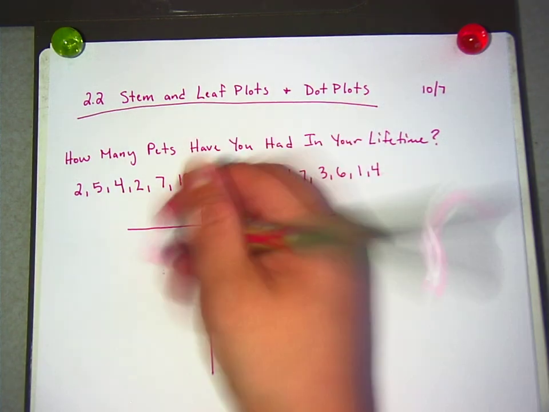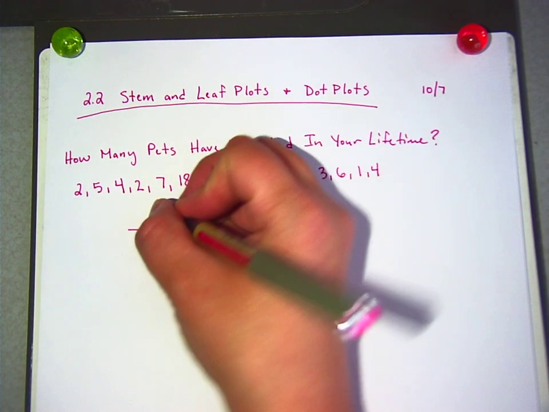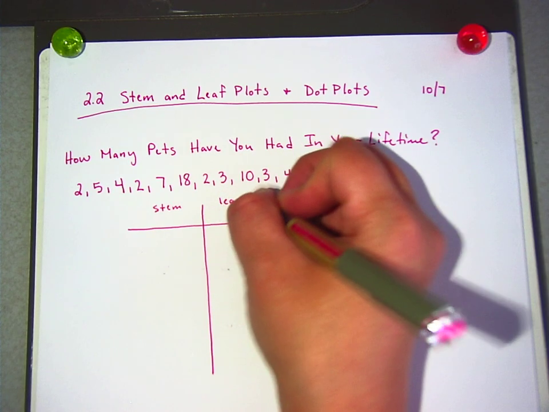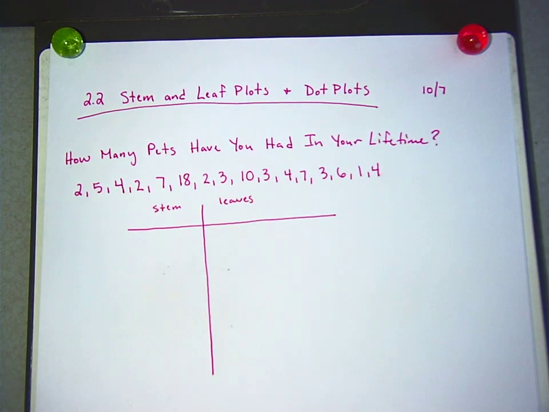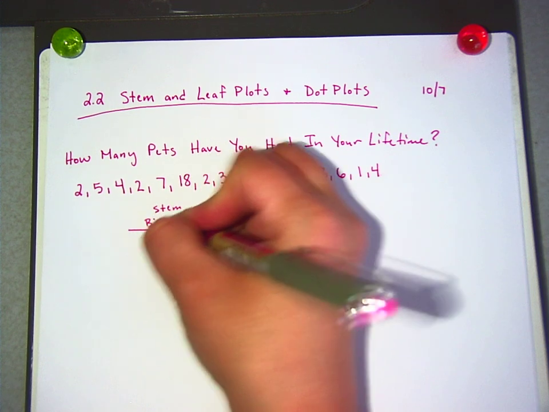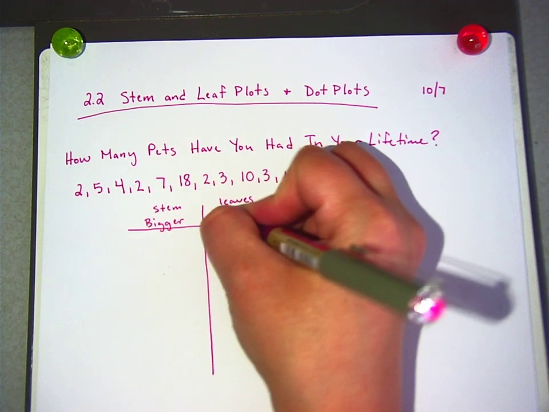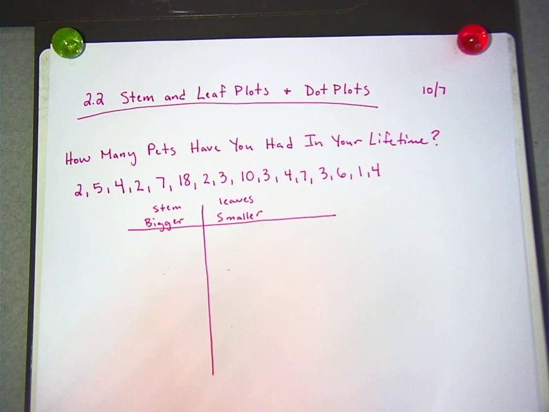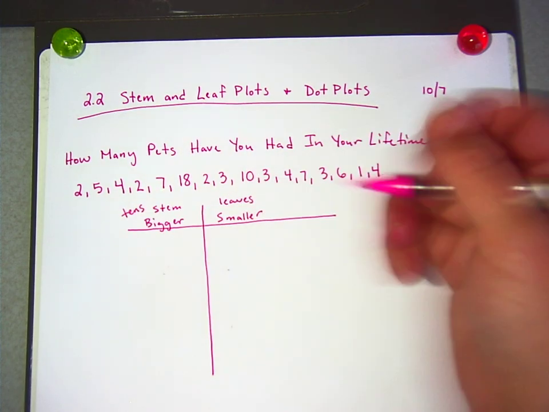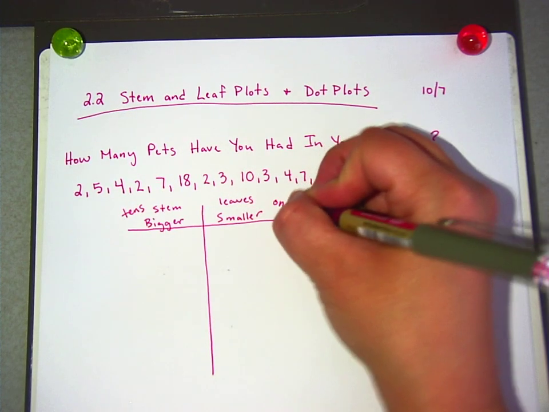On the left side is the stem, and on the right side is the leaves. I'm just going to write stem and leaves over here. You wouldn't normally write that. I'm just writing it right now. Usually the bigger place is over here, and the smaller place is over here. For example, on this one, let's do tens over here and ones over here.